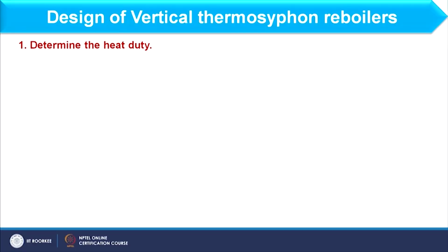The first step is we have to define the heat duty, or we have to compute the heat duty. And how can we compute this? Because I already know how much vapor I need to generate. So, that vapor flow rate times lambda will give me the heat duty, and this is a simple calculation.